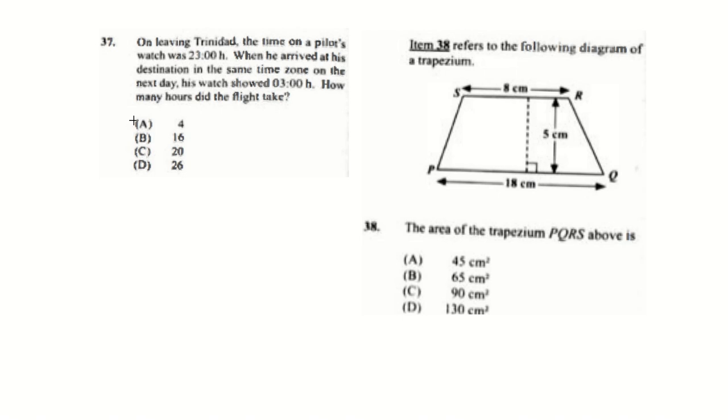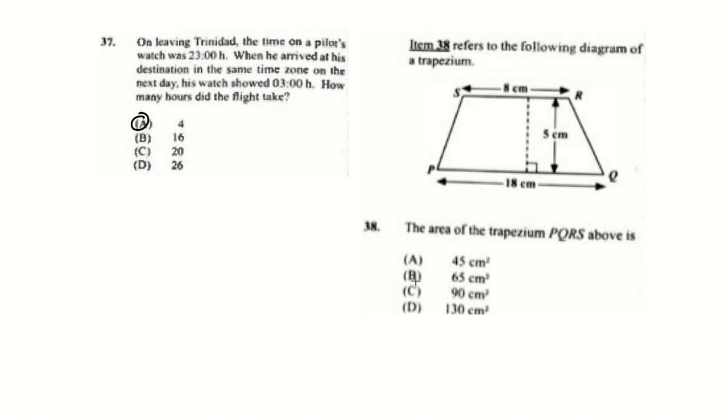Right, this is 4 hours. We did this question already. The pilot left at 2300 hours and arrived in the same time zone the next day at 300 hours. We say it was 23 hours to 24 hours, and 24 to 25, 24 to 1, 1 to 2, 2 to 3, and that would be 4 hours.